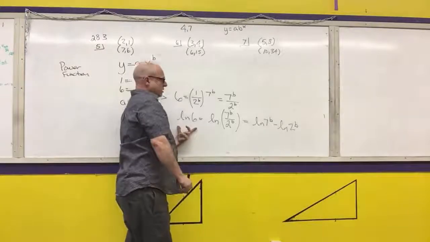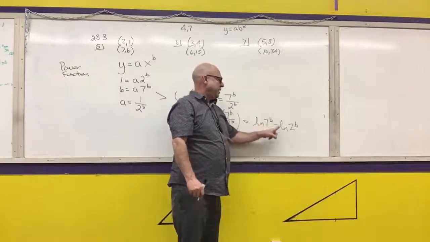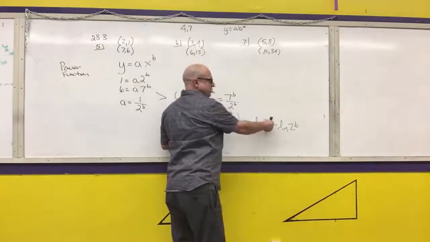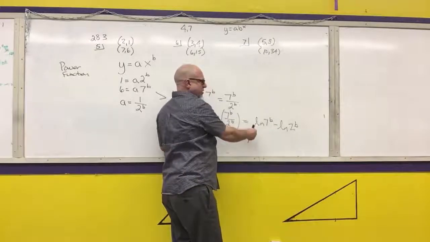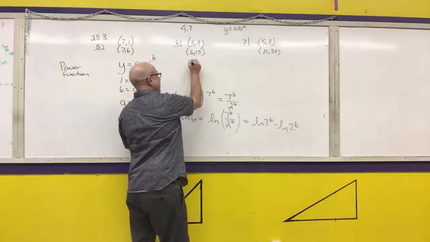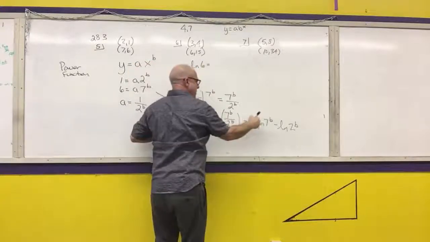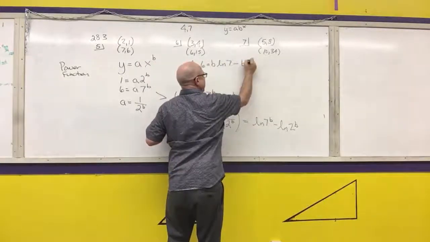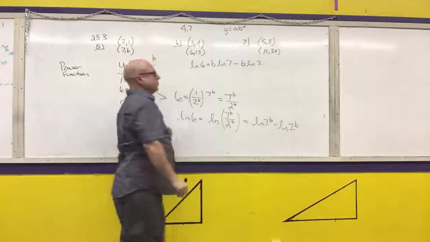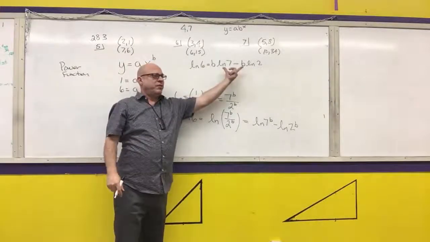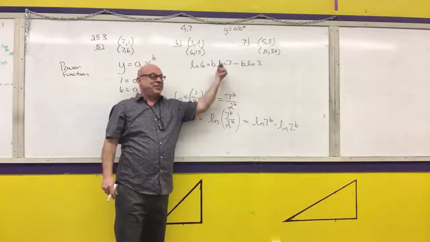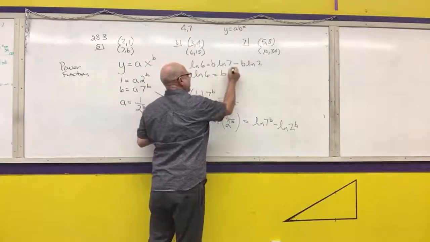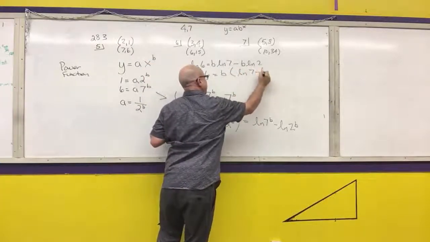So I now have the natural log of 6 is equal to the natural log of 7 to the b minus the natural log of 2 to the b. We know if I have logarithms with something with powers, I can pull those powers down in front. So I'm going to write natural log of 6 is equal to b natural log of 7, minus b natural log of 2. Each term on the right-hand side has a b, so I can factor that b out. That's what I'm solving for is b. So that gives me natural log of 6 equals b times the natural log of 7 minus the natural log of 2.